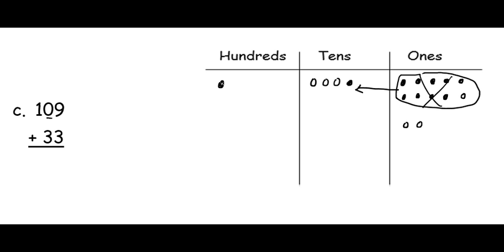I had 9 ones, I added 3 more to that. That allowed me to make one group of 10 and then 2 more ones left over. Now we have 4 tens, counting the one that we bundled from the 10 ones. So we'll put a 4 in that column, and I still have my 1 in my hundreds place. So my final answer is 142.